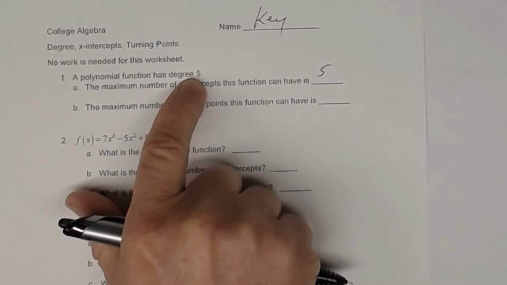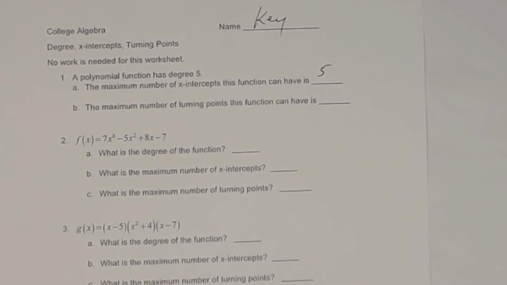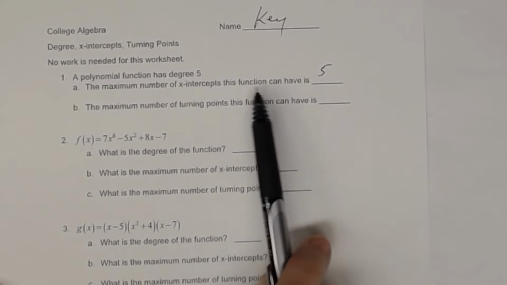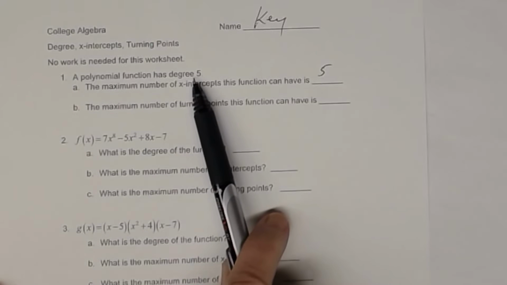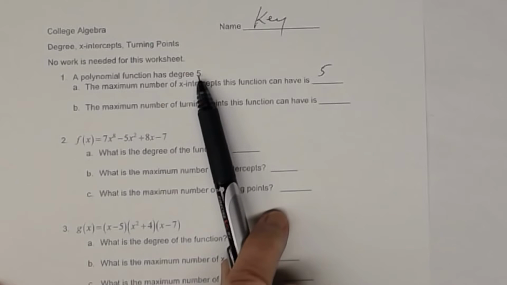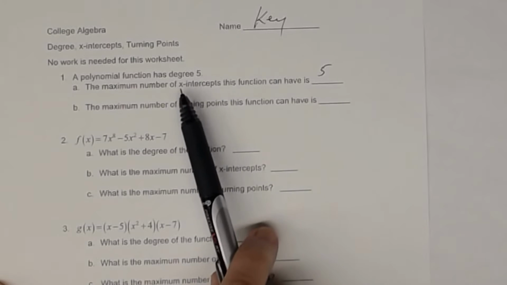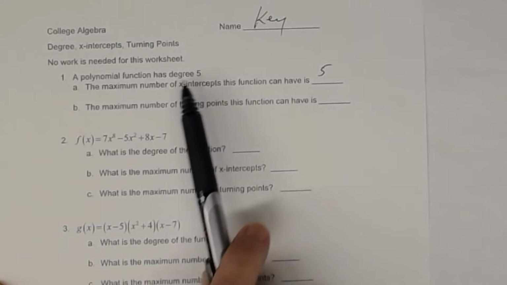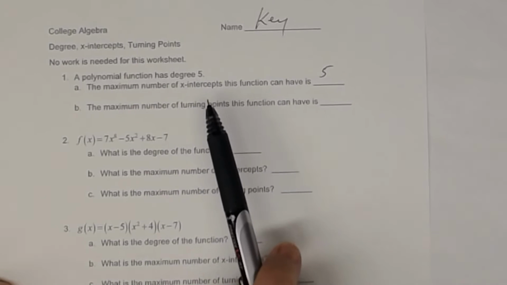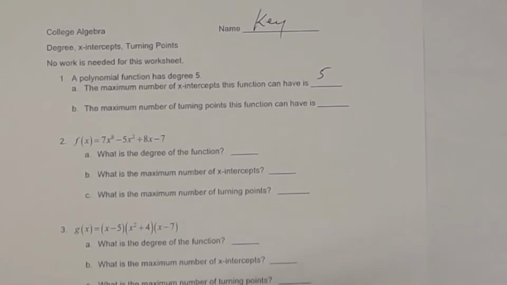well, the degree is 5, so the degree is odd. Now we're going to talk about this later on, but since the degree is odd right here, you're going to have at least 1 x-intercept. I was going to say all the way down to 0, but that's not true when the degree is odd. So when the degree is odd, you have to have at least 1 x-intercept. I want to show you why that's true.